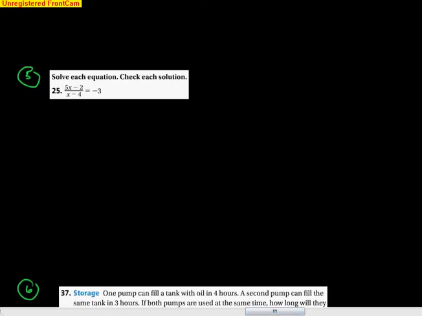Okay, two more here. Next, we're going to solve this equation, and we have to check the solution. Before I do anything, I'm going to rewrite this with a denominator of 1. So we have (5x - 2) over (x - 4) equals -3 over 1. And I'm going to cross multiply this, right?